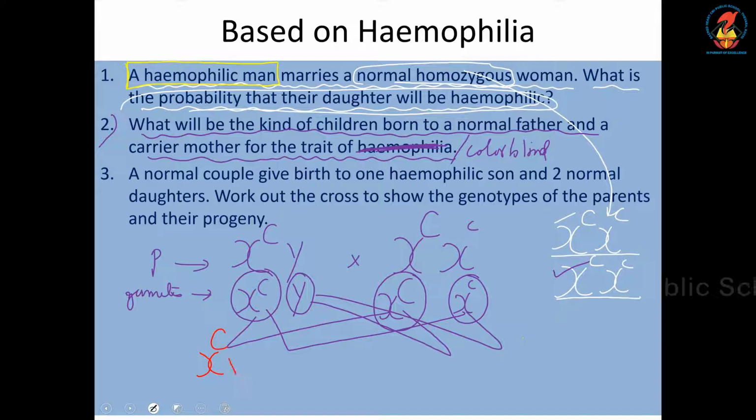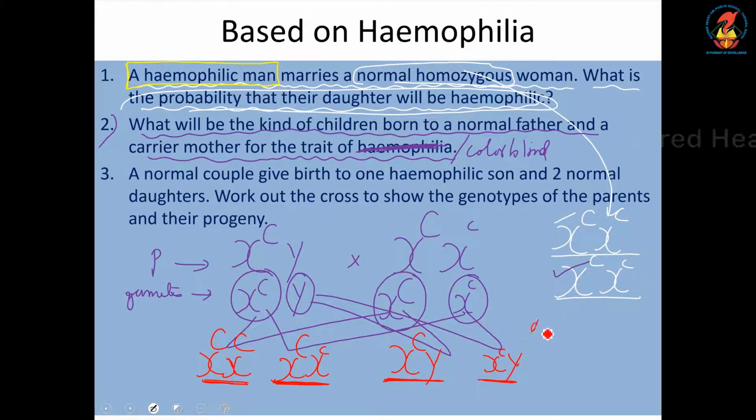X^C X^C. Next we have X^C X^c. Then we have X^C Y, and last we have X^c Y. Now look, you can see the daughters are all normal. This is a normal daughter, this is a normal but carrier daughter, this is a normal son, but this is a hemophilic son.